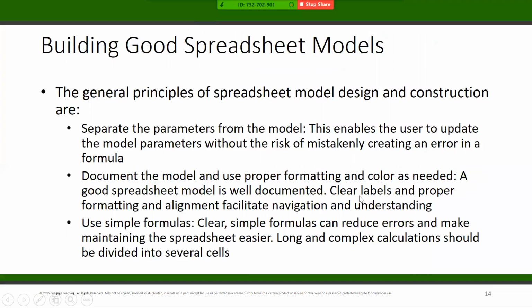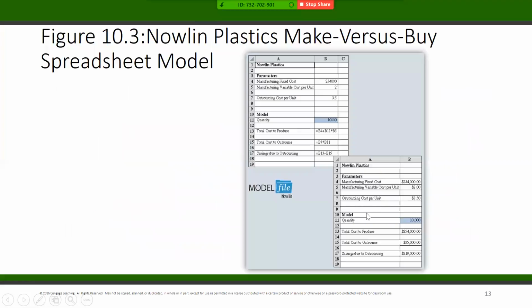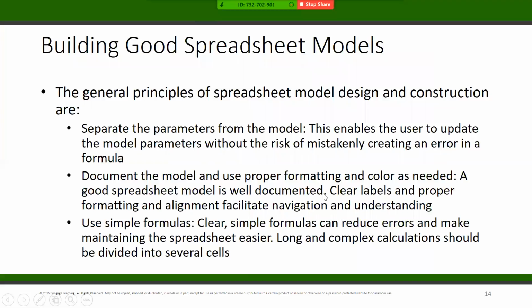We also want to make sure we have clear labels and proper formatting and alignment to facilitate navigation and understanding. And we want to use simple formulas. Clear, simple formulas can reduce errors and make maintaining the spreadsheet easier. If you have a long and complex calculation, it should be divided into several cells. That's what we've done here, because we could have gotten the savings due to outsourcing in one cell, but we would have put all these calculations into one cell, and we wouldn't see them split apart, and we could make a mistake along the way and not notice it as a whole.